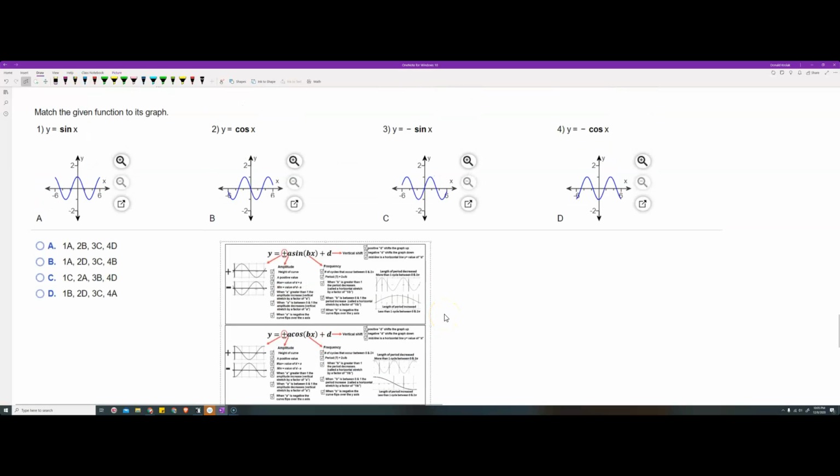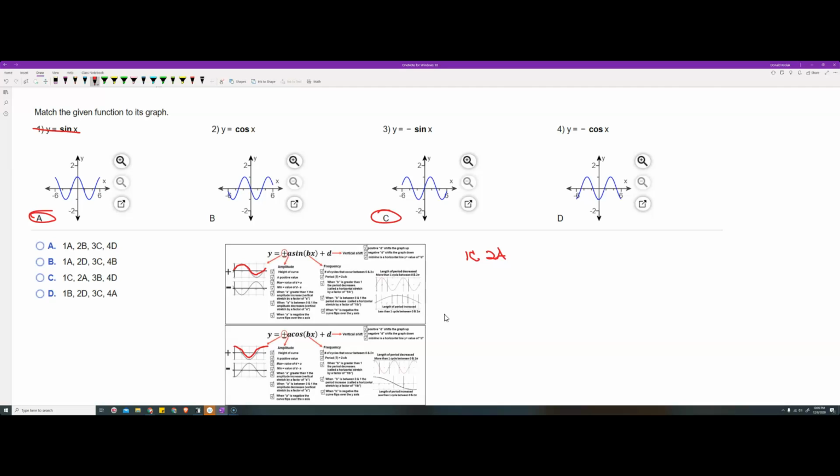All right, so sine x, there's our positive sine x curve right there. So I can see that that is going to match up with C. So I know 1 goes with C. All right, 2, cosine x. There's our positive cosine x graph. So that is going to match with A. So 2A.